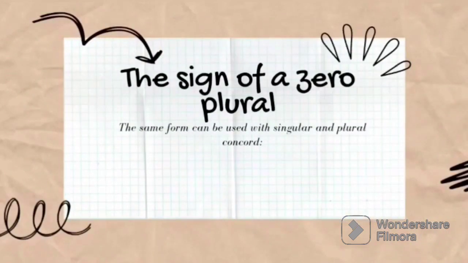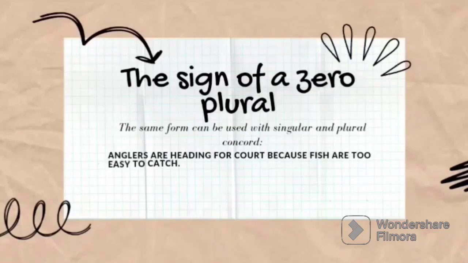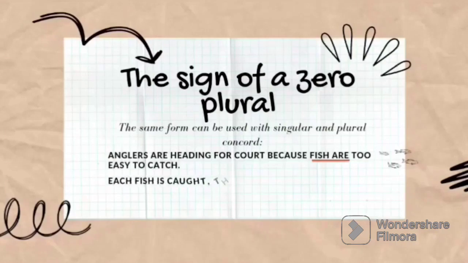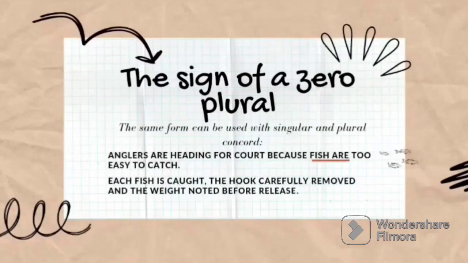The sign of a zero plural is that the same form can be used with singular and plural concord, as we can see in this example. Anglers are heading for port because fish are too easy to catch. Fish, in this case, refers to a plural form. We can see the contrast in this other case. Each fish is caught, the hook carefully removed, and the fish tagged before release. Fish, in this case, refers to a singular form of the noun.